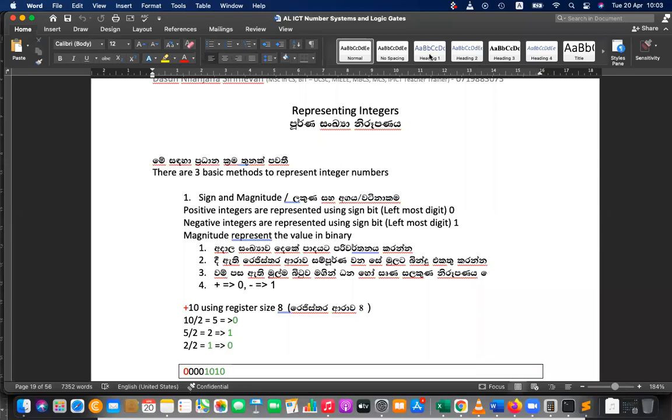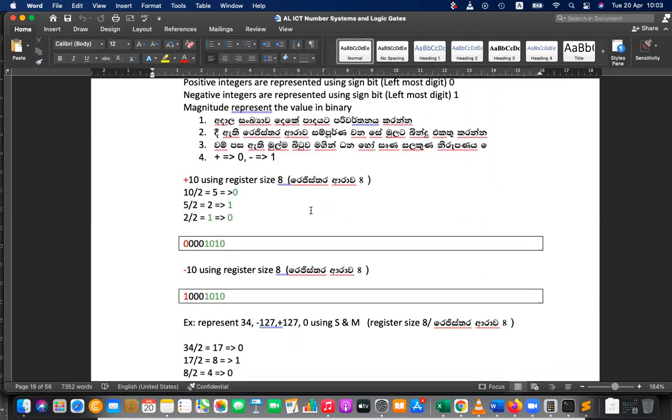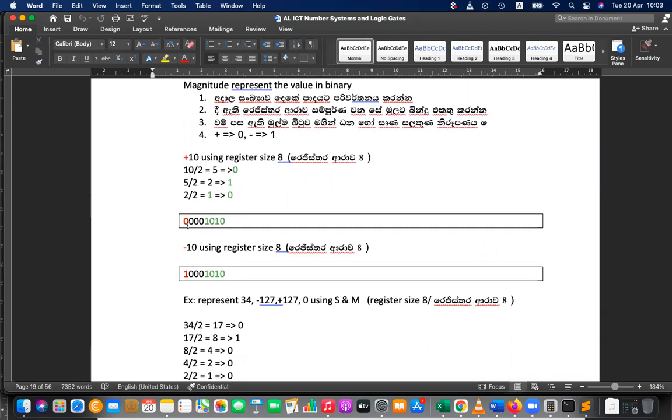Right, okay. Last day we discussed representing integers, or numbers, right? Representing numbers, the negative and positive numbers, and I suggested a few methods. Method number one was sign and magnitude. So basically, in this method, what we do is convert the number to the natural binary number and represent the sign using 1 or 0.